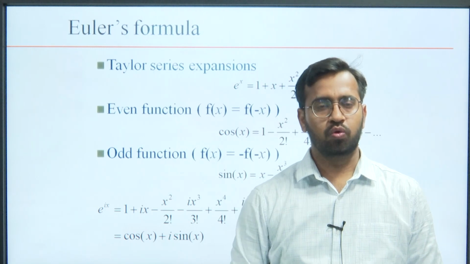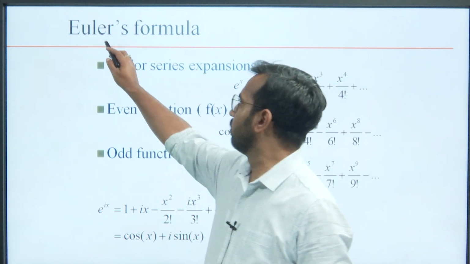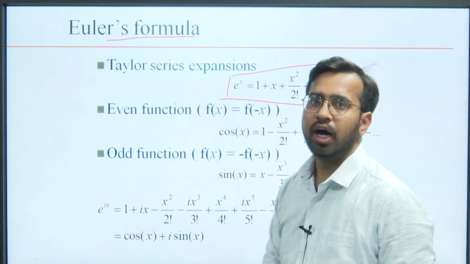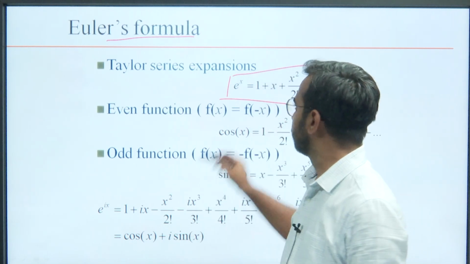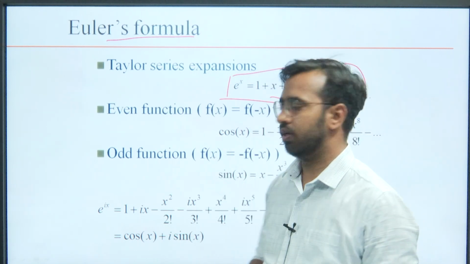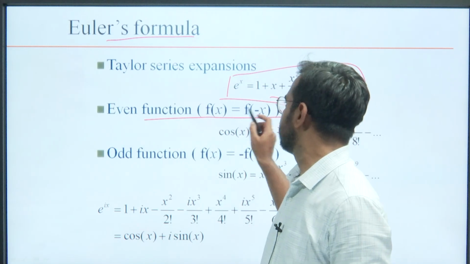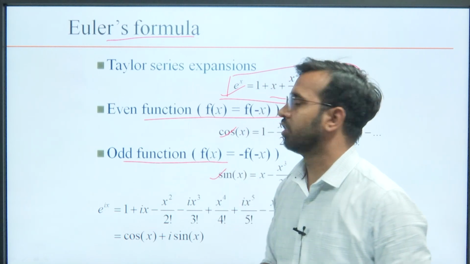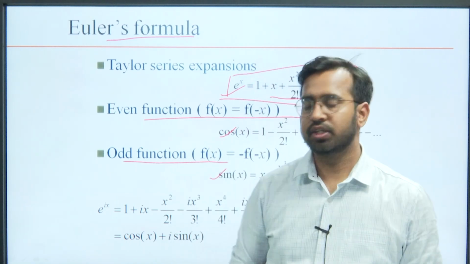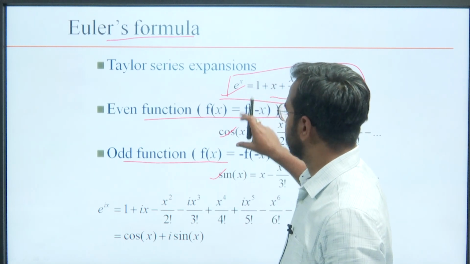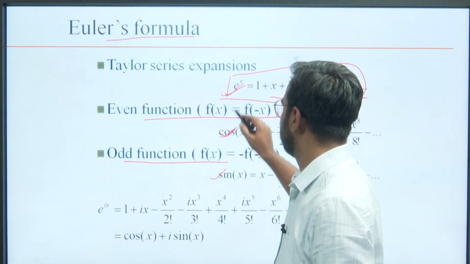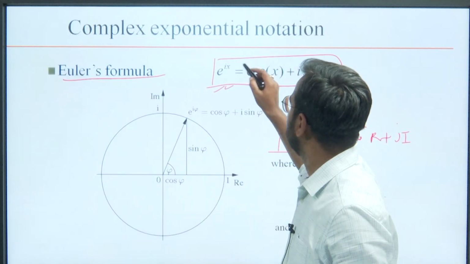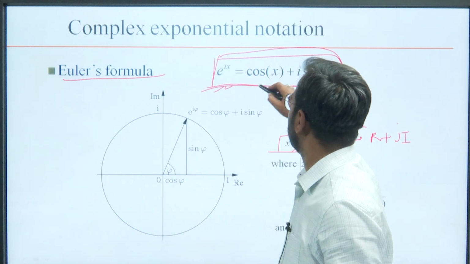Now, one more tool which will be very helpful is the Taylor series. What is the Taylor series? It is basically a representation of the exponential in terms of a linear x. Similarly, one more tool is even function and odd function. This is how we represent the Taylor series expansion. We write the Taylor series of cos x and sin x because we just saw that we can represent e^(ix) as cos x plus i sin x.